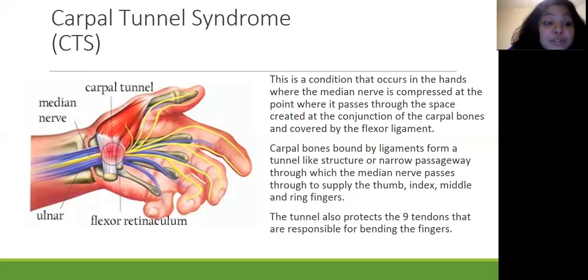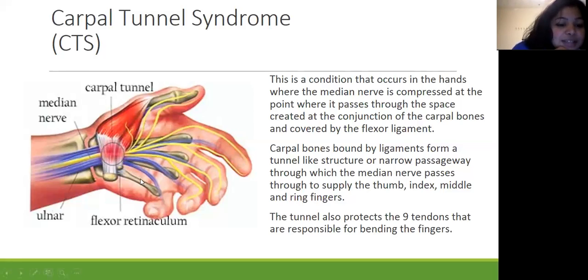It's really important to remember that the space that is created by this structure is what is important for these other structures to pass through it. Okay, so if that narrow passageway is reduced in its actual space, then of course it's going to affect the structures that pass through, which the median nerve passes, and also that nerve supplies the thumb. So here you can see it supplies the thumb, the index finger, the middle finger, and the ring finger.